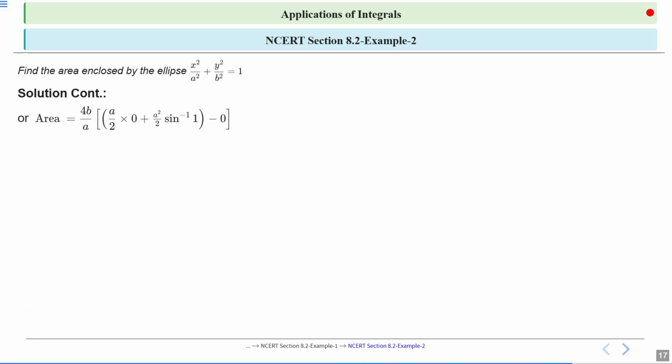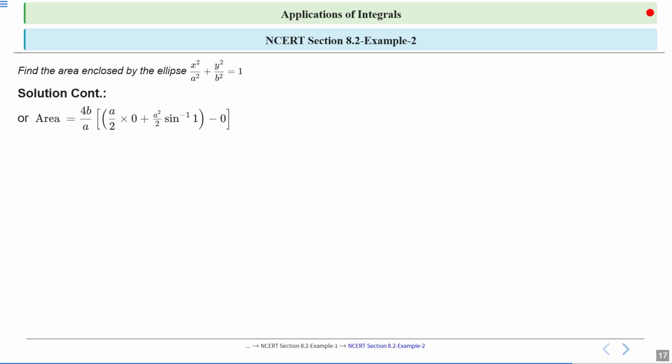So what is the second fundamental theorem of integral calculus? It says that the value of the definite integral from a to b of f x dx is equal to, if capital F x is the antiderivative, then the value of the antiderivative at the upper limit, that is F b, minus the value of the antiderivative at the lower limit, that is F a. So just put first the upper limit, that is a, so we get a by 2 into 0 plus a square by 2 sine inverse 1, minus the value at the lower limit. The value at the lower limit is 0.